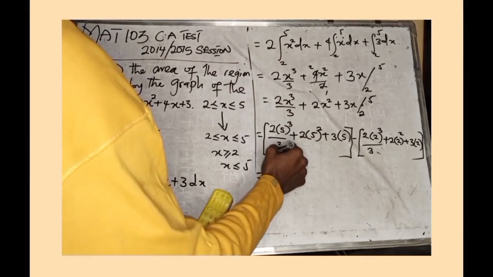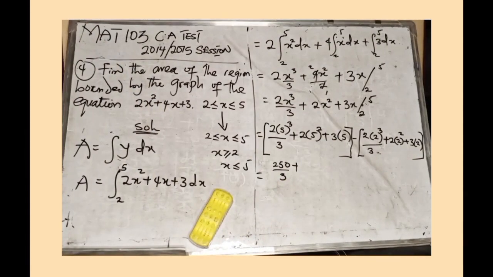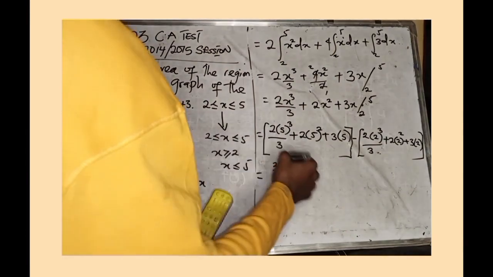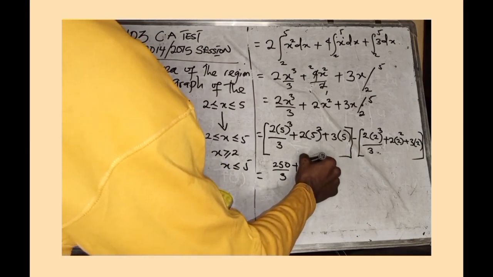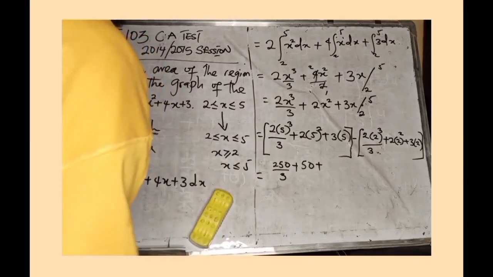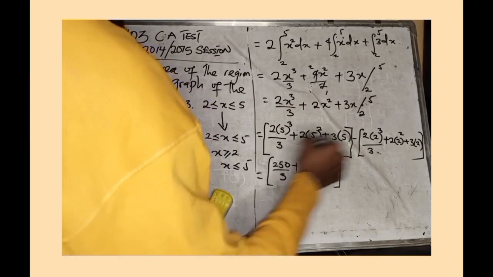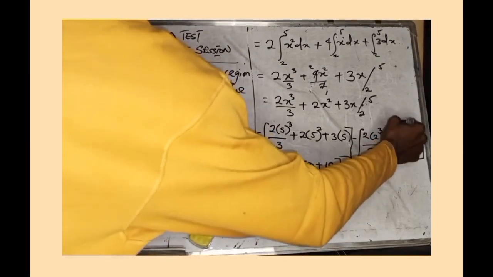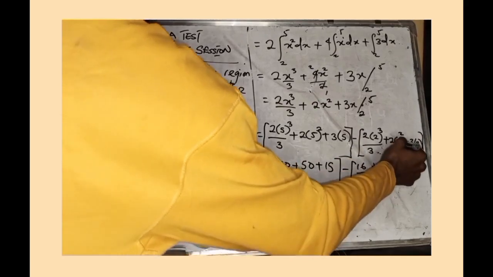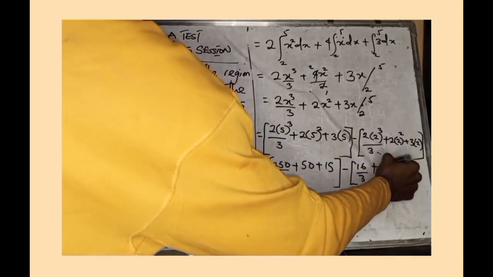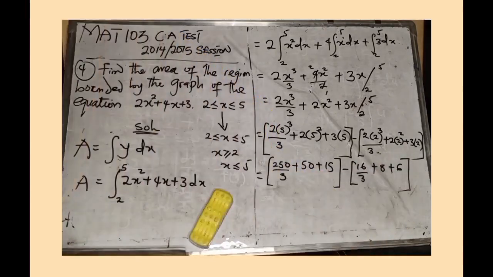250, okay, now divided by 3 plus 5 raised to the power of 2. 5 raised to the power of 2 here is 25, then 25 times 2 is 50, plus 5 times 3 is 15. I have this one here, minus 2 power 3 is 8, then 8 times 2 is 16, 16 divided by 3 plus here 2 raised to the power of 2 is 4, 4 times 2 is 8, plus 3 times 2 here is 6.